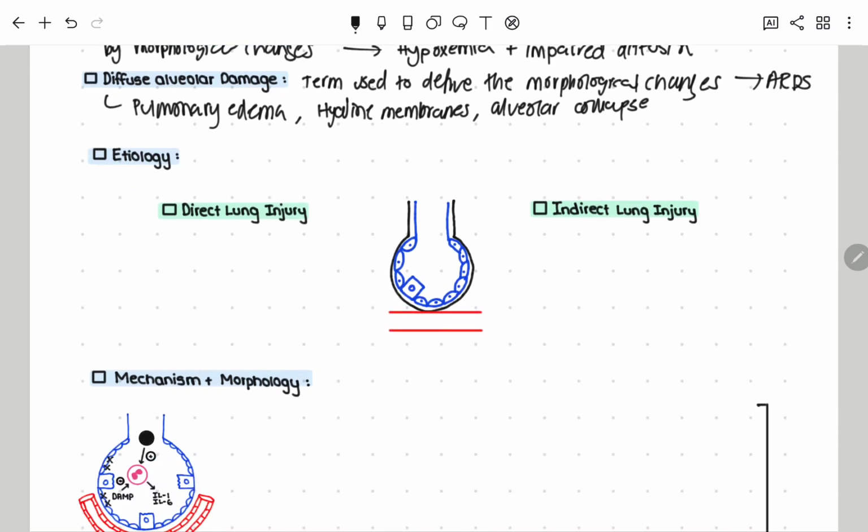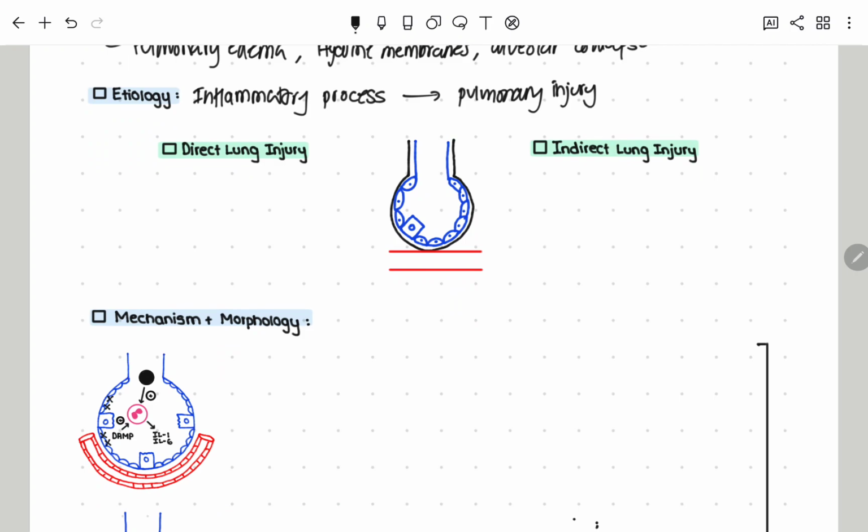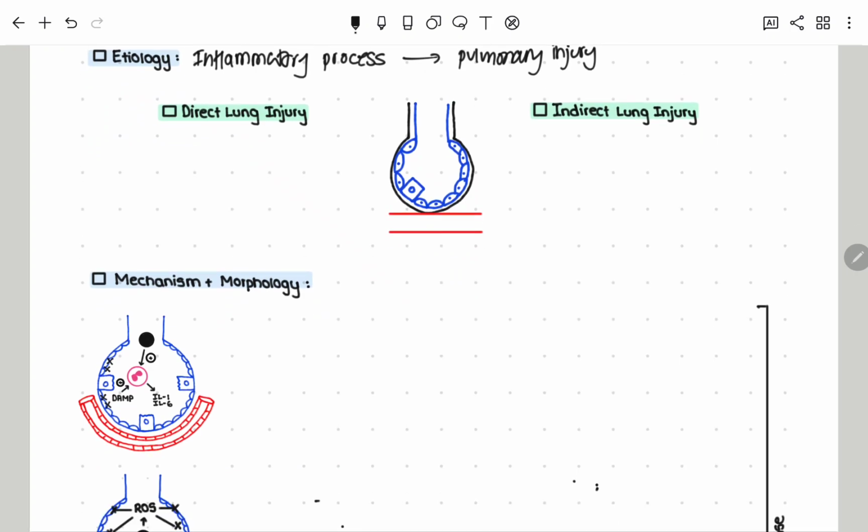Right then, etiology, quite simple actually. The cause of acute respiratory distress syndrome is an inflammatory process that occurs in response to pulmonary injury. And so you'll want to know what are some of the reasons or some of the causes of pulmonary damage. You can have direct injury to the lung, or you can have indirect injury to the lung.